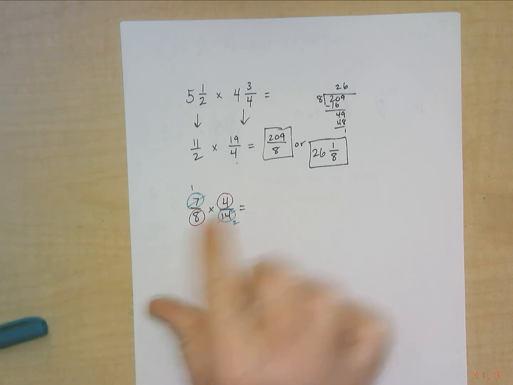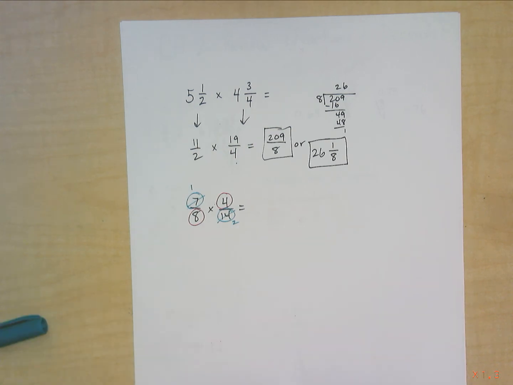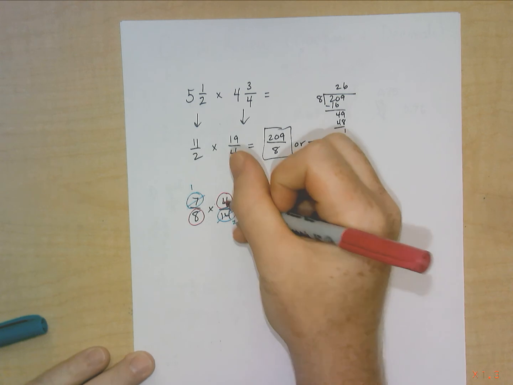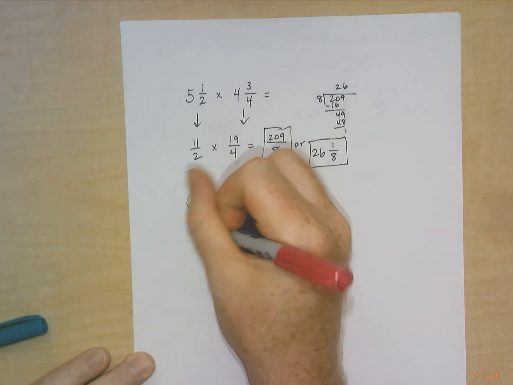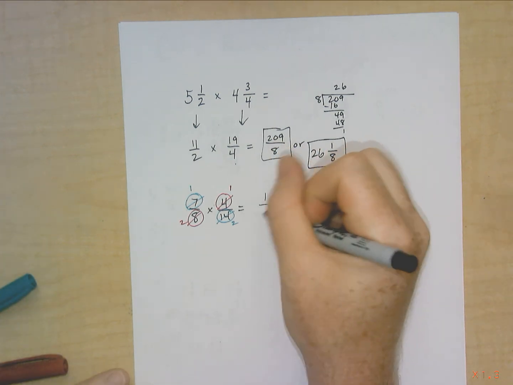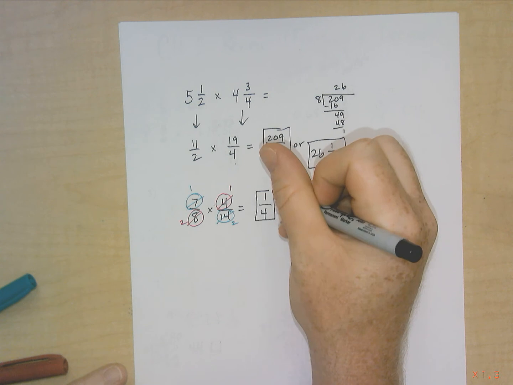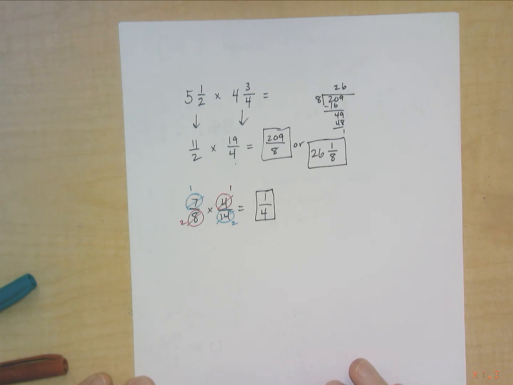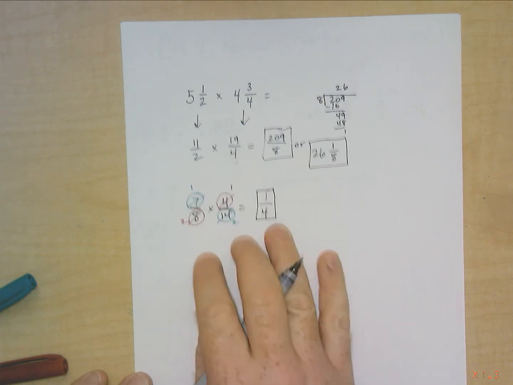Okay, and 8 and 4 have a common factor. The greatest common factor of 4 and 8 is 4. So 4 can go into 4 one time, 4 can go into 8 2 times. Then you just multiply straight across. 1 times 1 is 1. 2 times 2 is 4. And that's it. 1/4.